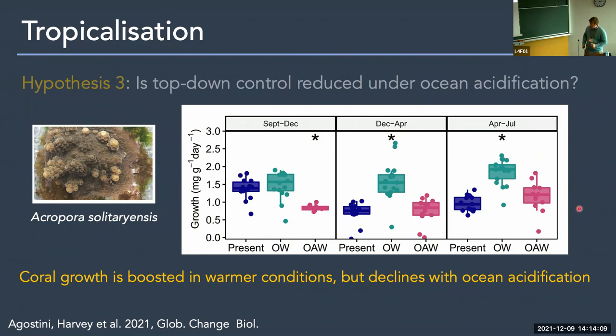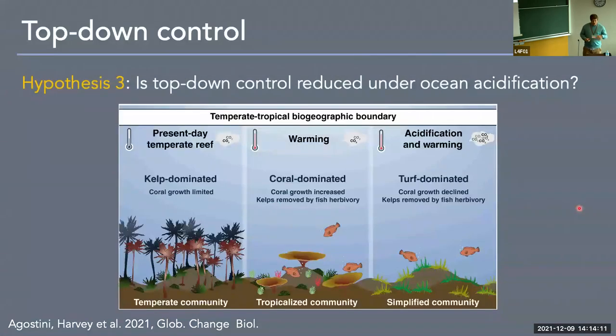And so overall, what this means is that when we're considering our current temperate communities, our kelp-dominated communities, if you consider warming alone, then yeah, they will probably shift to a coral-type community, because the kelp will be eaten by the budai or whatever grazing fish, and the corals, they quite like it. They'll grow more. But if you consider acidification as well, the kelp's gone, the corals will go or decline, and you're just going to be left with a simple turf community. And so when we're considering tropicalization, the context matters.